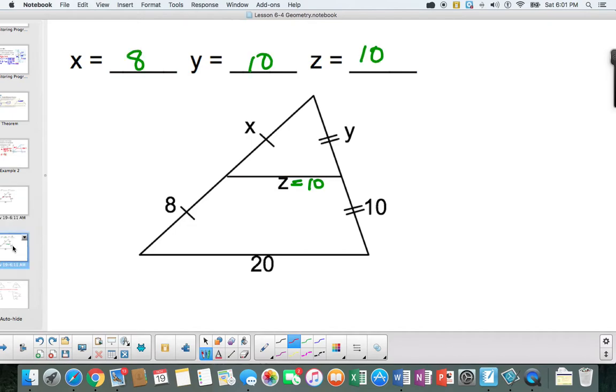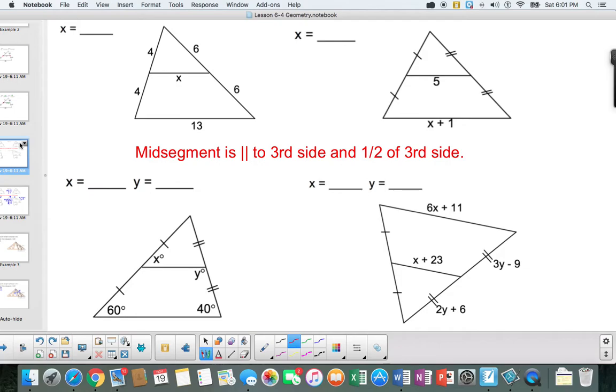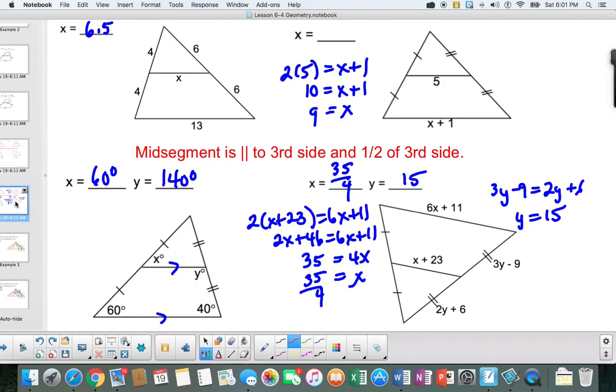Okay, here are the answers. And you can see this mid-segment is half of the third side, so that's why Z is 10. And this is a midpoint, so this side and this side are the same, and this side and this side are the same. Okay, go ahead and stop the screencast, see if you can figure out all these values, and then see the answers. And here are the answers.